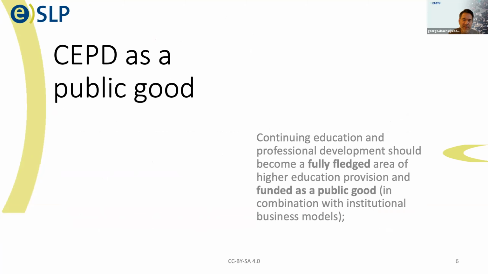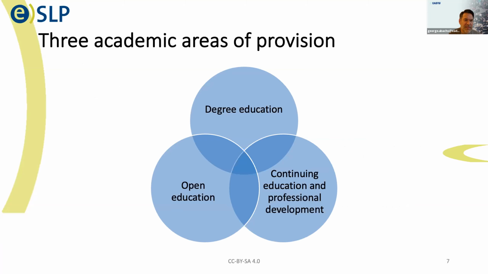What we envisage is not only supporting the continuing education market by more flexible online programs of good quality, but that these provisions also become a fully fledged area of higher education, and therefore funded as a public good. So find also the business models and the funding for a strengthened market of continuing education. And we therefore believe that universities in the future will grow from mainly degree education to incorporate continuing education and open education.